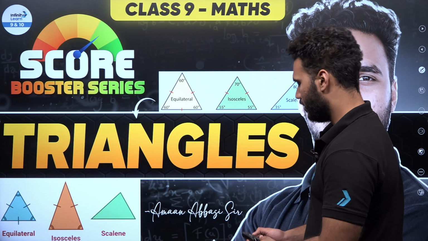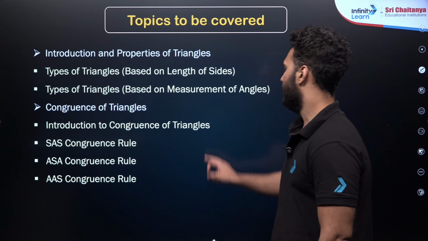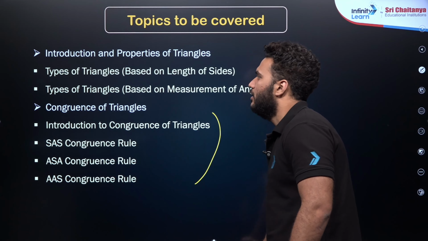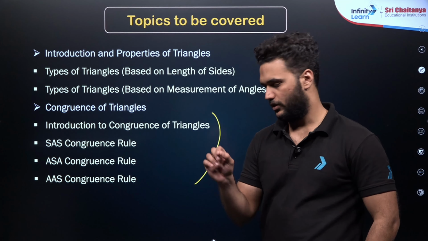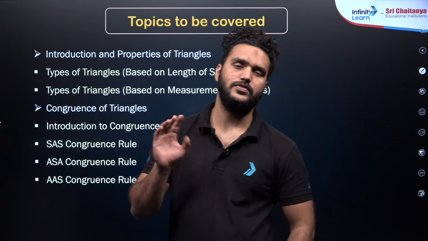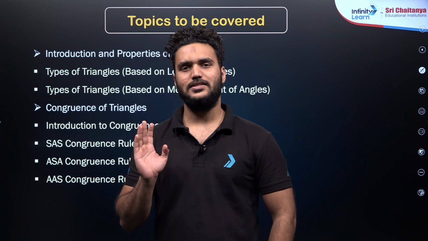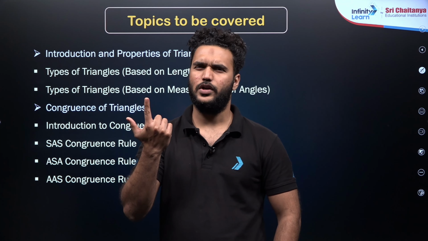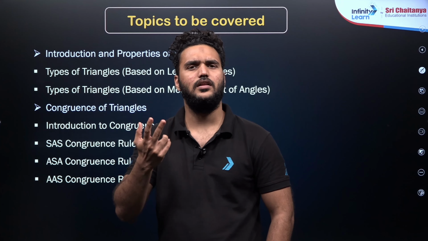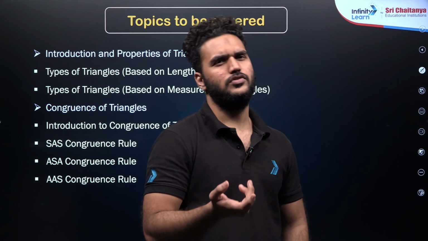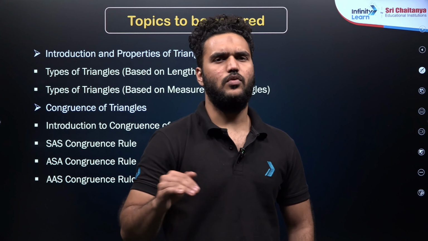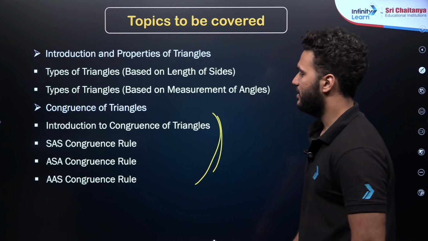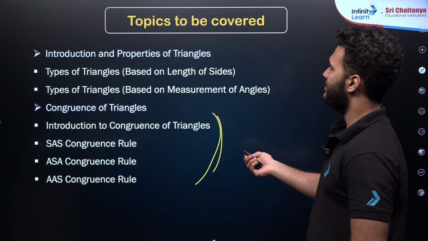In this chapter, mostly this part you will learn is new for you. All these things are not new for you, like types of triangle on the basis of angles and on the basis of sides. You know very well the isosceles triangle, the equilateral triangle, the right angle triangle, the acute angle triangle, the obtuse angle triangle. But this part is going to be new for you. Okay, let's start.